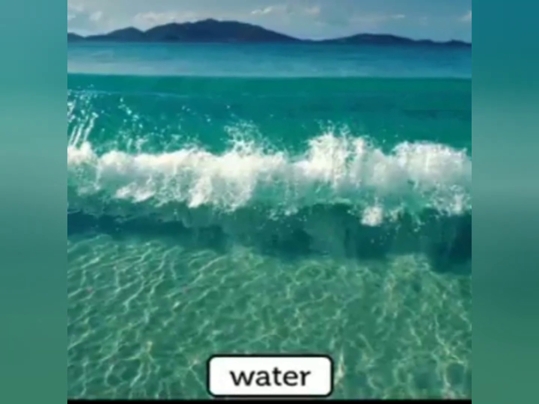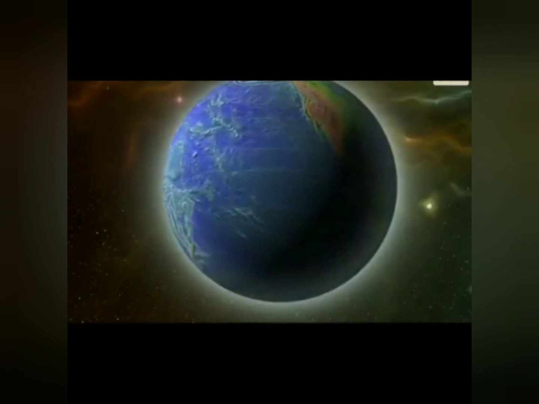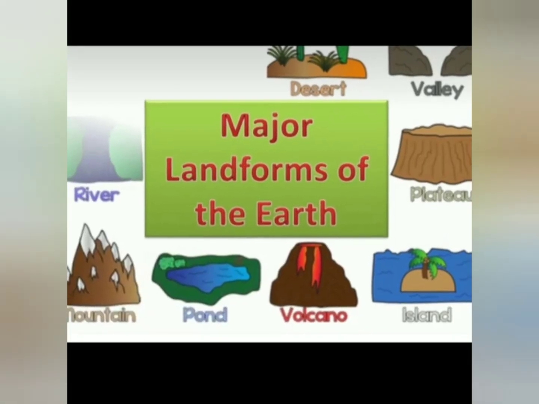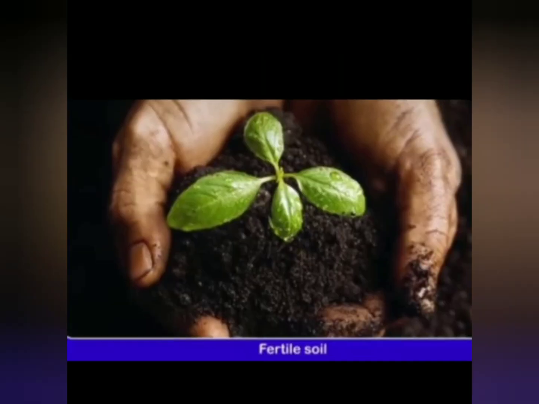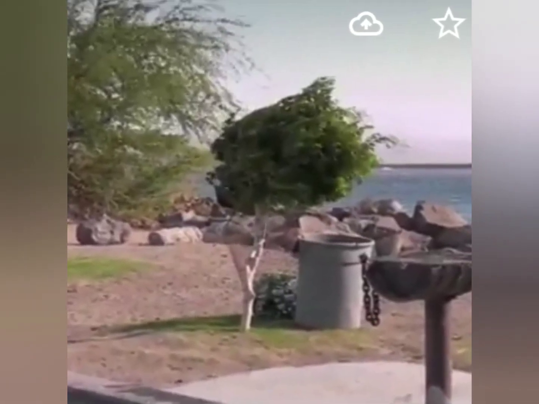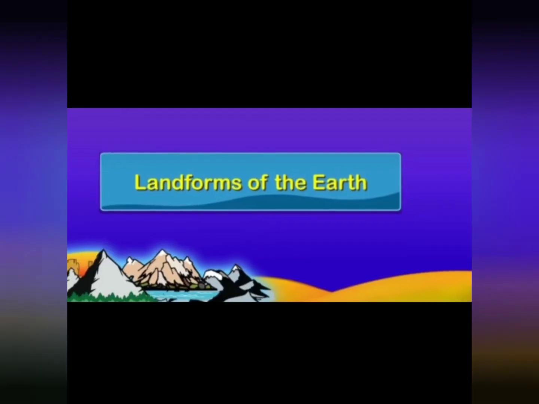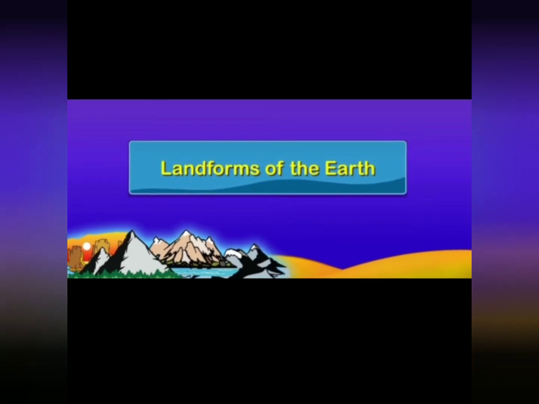Land, continents and all, you are very much familiar with this, and I had explained these things in the previous chapter also. So earth is made up of land and water. Now the topic of the chapter is major landforms. So first of all, you should be familiar with the term landforms.